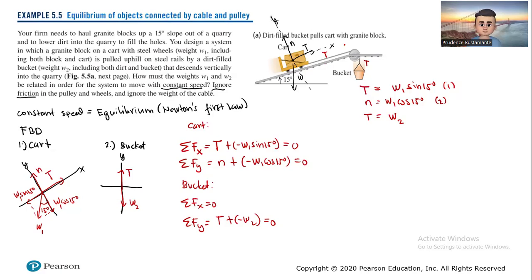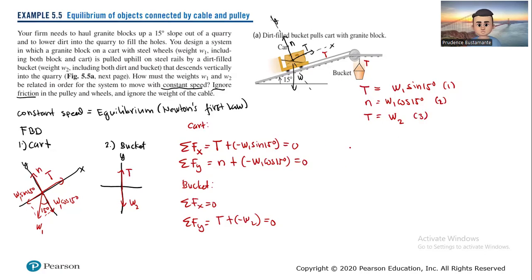The tension is equal because this pulley is an idealized pulley. Okay, let's read again. Your firm needs to haul the granite blocks up the slope of the quarry, and to lower the dirt into the quarry. You design a system where a granite block on a cart with steel wheels is pulled uphill by a rubbish bucket filled with dirt. The bucket descends vertically in the quarry. There is no hint, but the tension here is equal to the tension there.